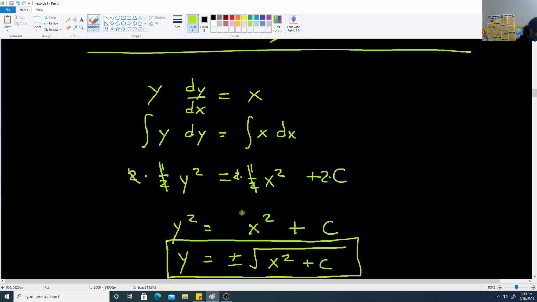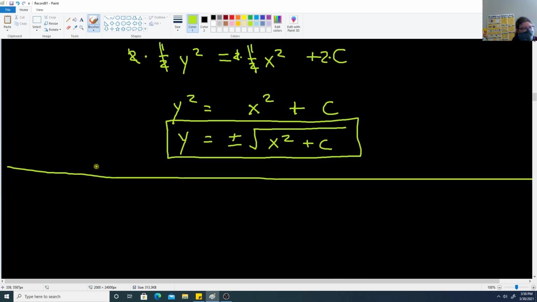So let's look at a couple where we want to find the general solution. We're going to look at problems 15 and 16. So this is 9.1, problem 15. This will be one of the homework problems. We want to find the general solution.